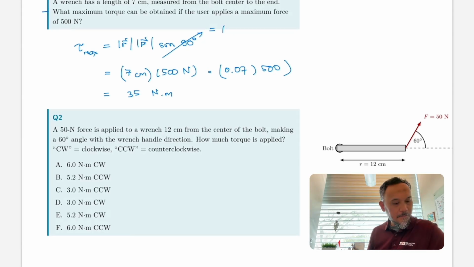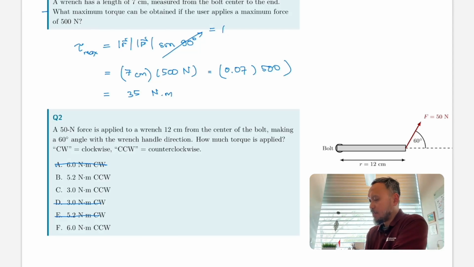Right now, you can just use your physics. If you know the center of rotation and the force is applied like this, then the object will rotate counterclockwise. You know that you can rule out A and B. So CW is clockwise, CCW is counterclockwise. Now we can calculate the torque.